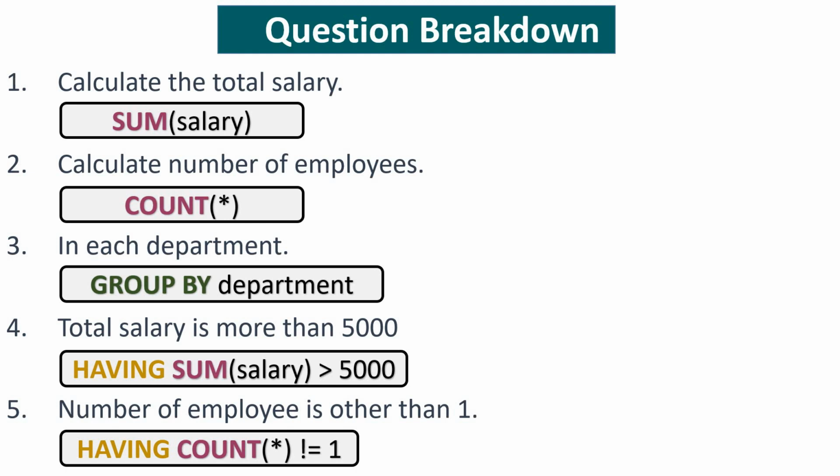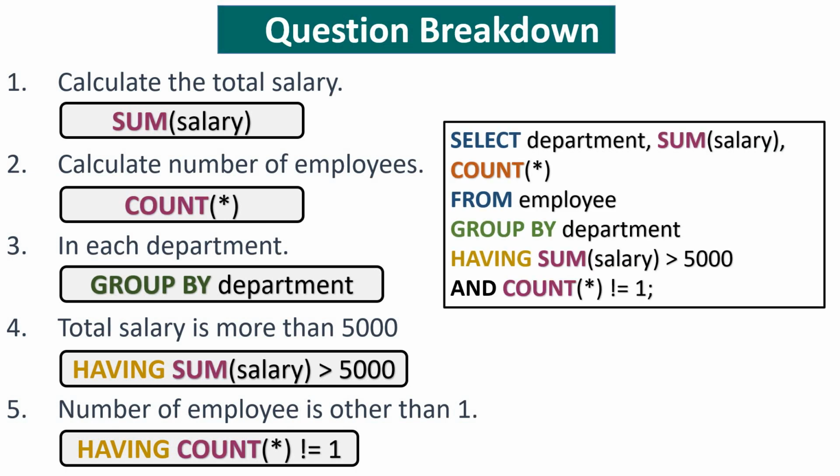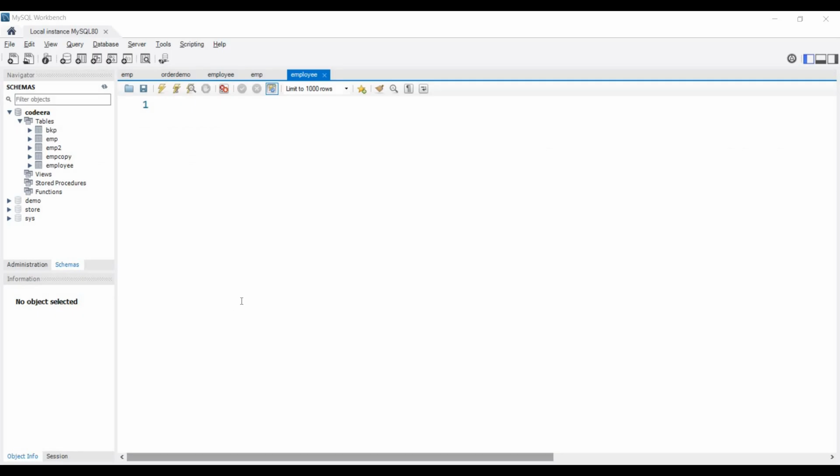So our final query will be something like this. And guys, here we have two conditions with the having clause. So we can separate these two conditions with the help of AND operator. So in this way, if you have more than one condition with the having clause, then you can use AND or OR operators. So now let's execute our query.